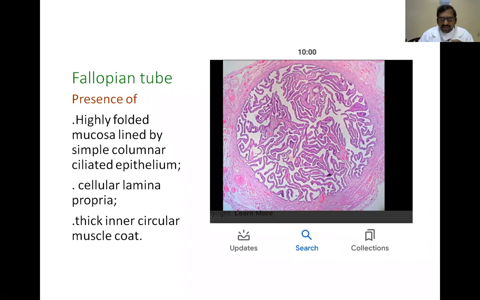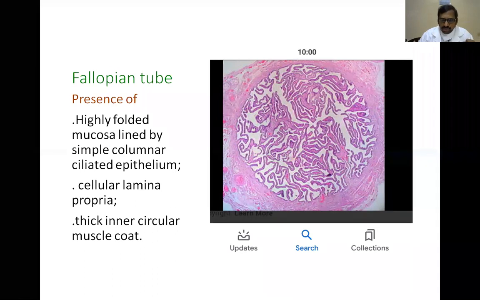The tube is responsible for the transportation of the ovum, released from the ovary, into the cavity of the uterus. Between the ovary and the cavity of the uterus, there is a connecting tube, the fallopian tube. Its most important function is transportation of the ovum. At the same time, it also provides nutrition to the ovum and the fertilized ovum, or zygote, up to the stage of blastocyst.